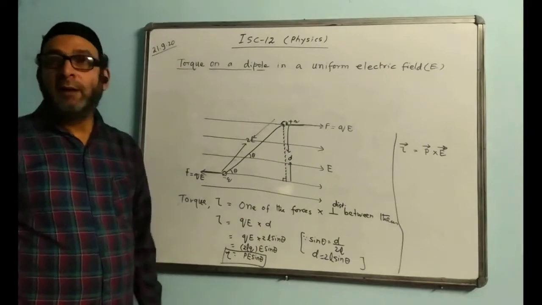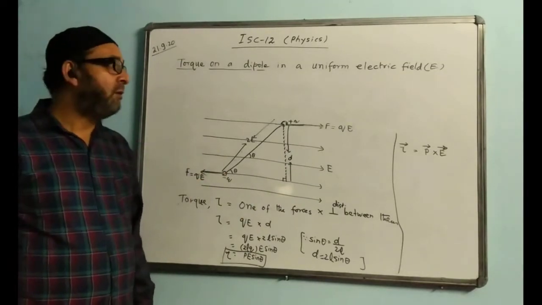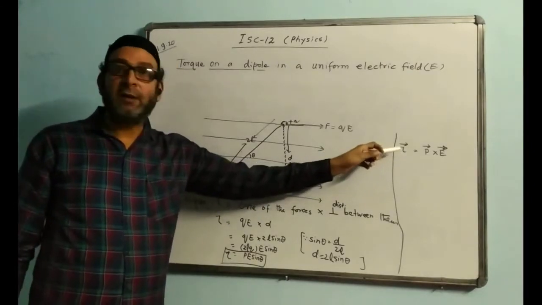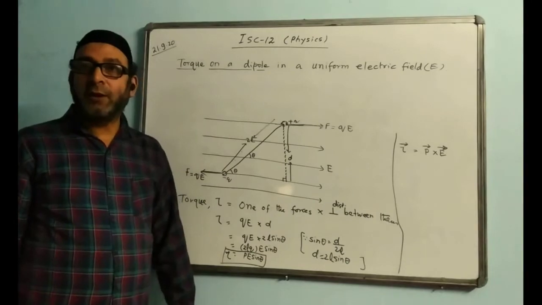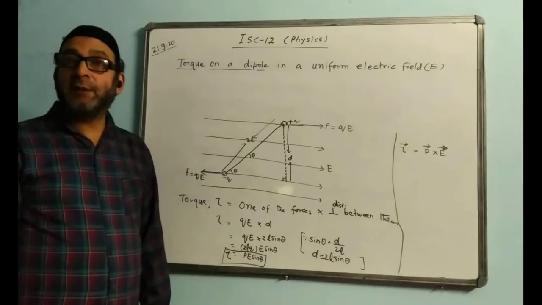Sometimes they will give a choice-type question, an MCQ, asking for the torque on a dipole in vector form. They have given the choices and you have to pick this one: torque is equal to p cross E. And another important point is mentioned here as well.